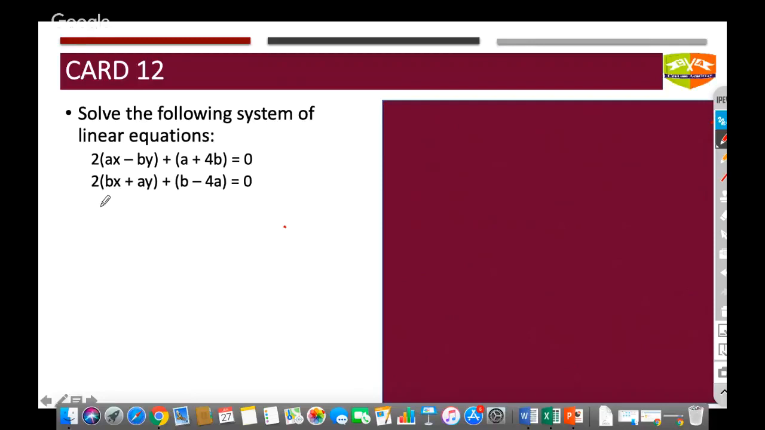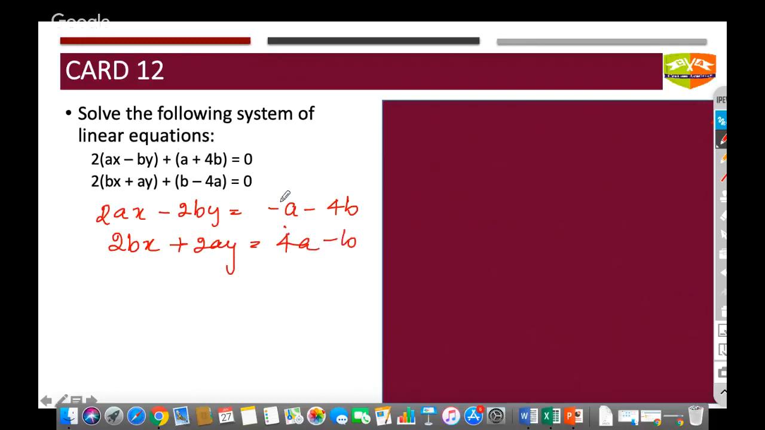So first I write it in terms of a1x plus b1y is equal to c1. So I write it 2ax minus 2by is equal to minus a minus 4b, and I write this 2bx plus 2ay is equal to 4a minus b. Now if you look at this equation, substitution would be a bit difficult.